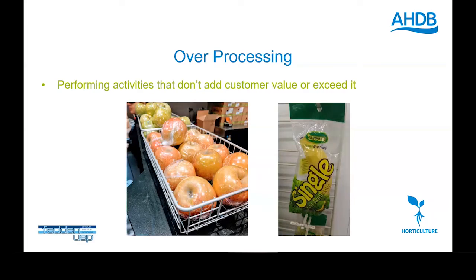For over-processing, I put a couple of examples there. Do we need a banana in another packet? Do we need to have apples wrapped up in cellophane? That's over-processing. That's doing more than the client needs. And this is often about being really clear and really understanding what the client needs, what your customer needs.